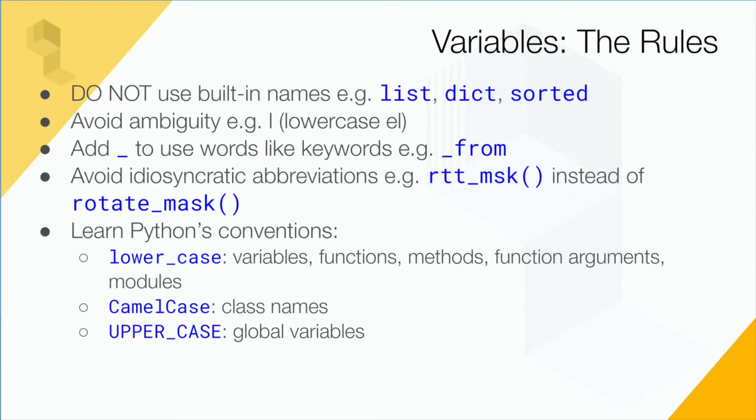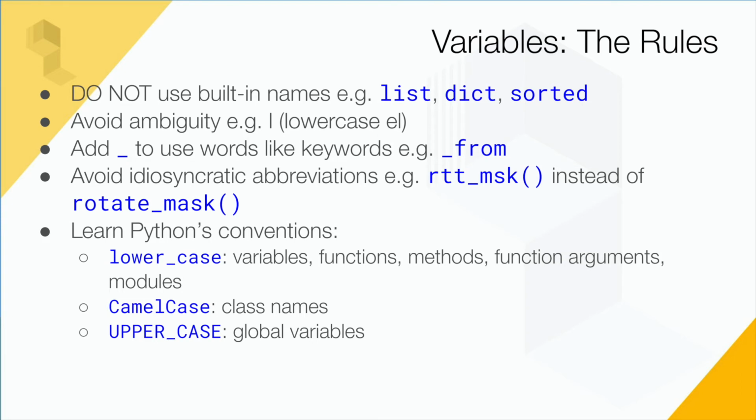There are a few rules of thumb when deciding on variable names. These rules apply also when naming functions and classes. The full convention is described in PEP 8 and there's a link provided in your instruction manual. Do not use built-in function names like list, dict, sorted, and so on. Otherwise, the functionality they refer to will no longer be available. You can find a list of built-ins in the official documentation page, and there's a link in your instruction manual.